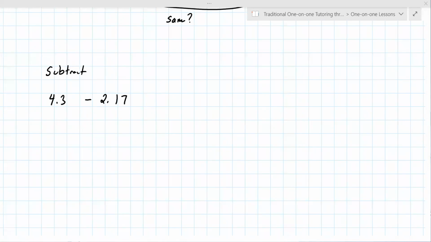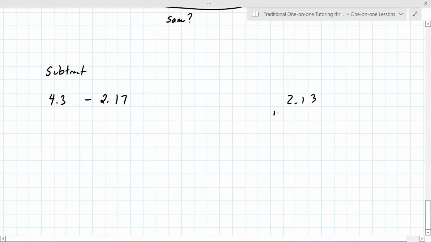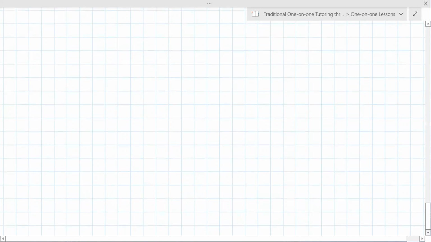Got my final answer. Okay, what is your final answer? 2.13. So let's add that to 2.17. This is your check. Okay, so 3 plus 7 is 10. So that's 0 with a carry of 1. 1 plus 1 plus 1 is 3. And then 2 plus 2 is 4. So that works.